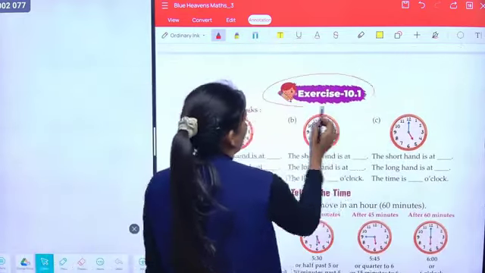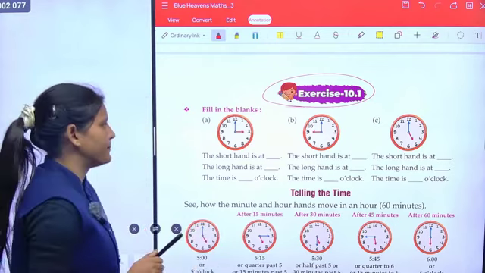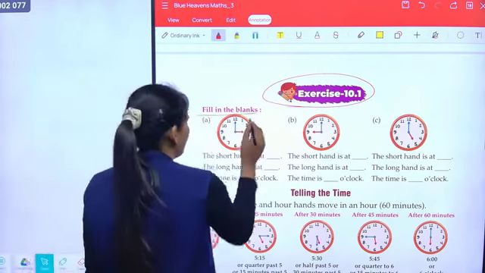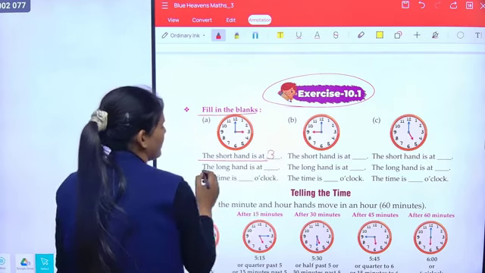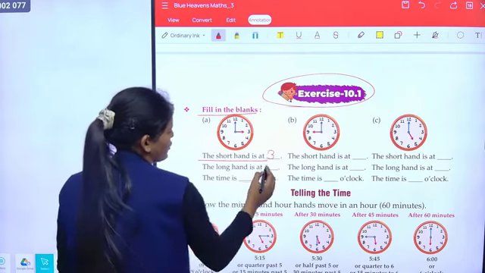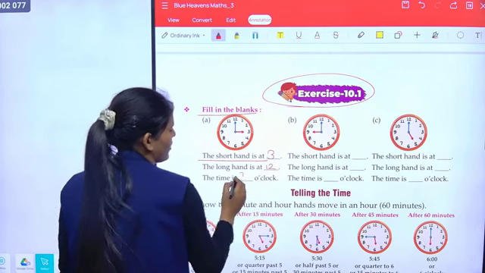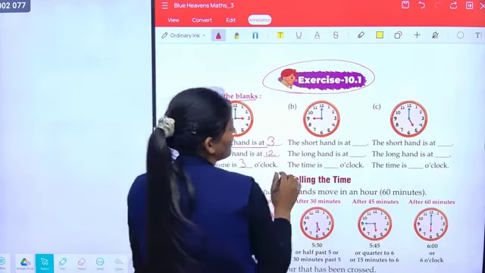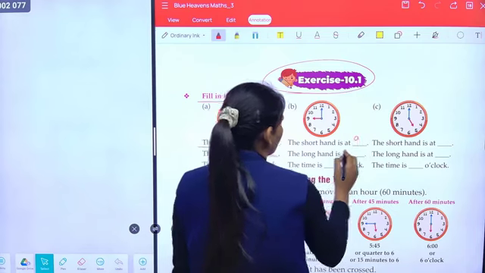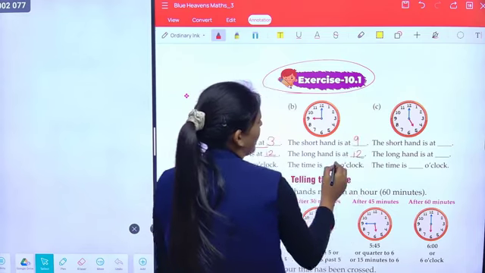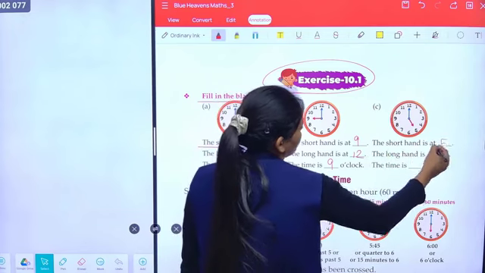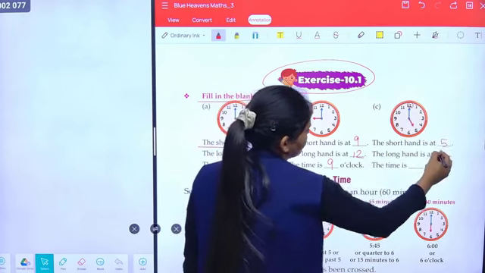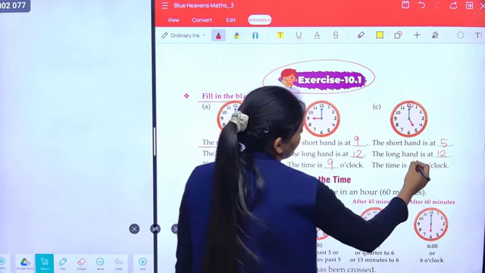Now, come to exercise 10.1. Fill in the blank. The shorter hand is at 3. The longer hand is at 12. So the time is 3 o'clock. Now the shorter hand is at 9. The longer hand is at 12. So the time is 9 o'clock. Now the shorter hand is at 5. The longer hand is at 12. The time is 5 o'clock.